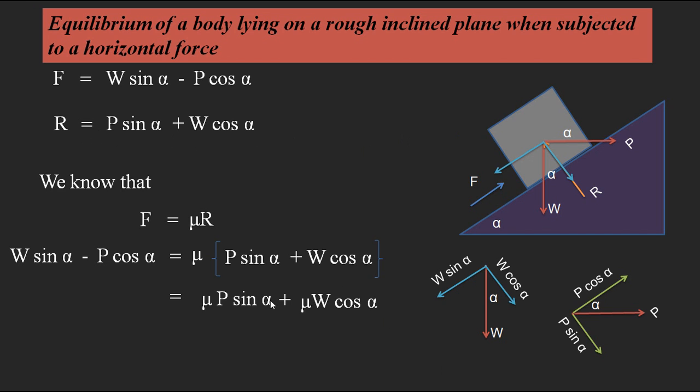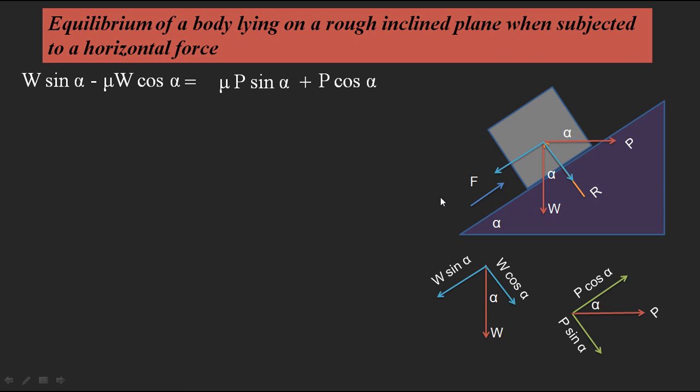Now separate the terms related to the P multiplier and the W multiplier. So we write W sin alpha minus mu W cos alpha. We have taken mu W cos alpha to the left side. Similarly we take the minus P cos alpha to the right side, so it is equal to mu P sin alpha plus P cos alpha. By separating the W and P terms we get the equation like this. Now we go to the next slide with the same equation.